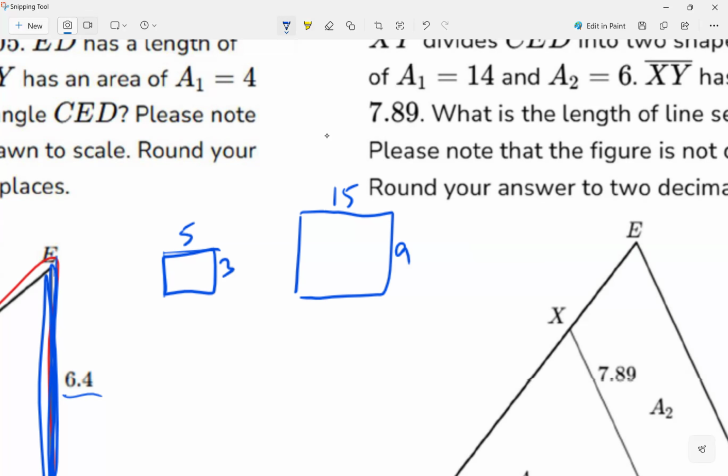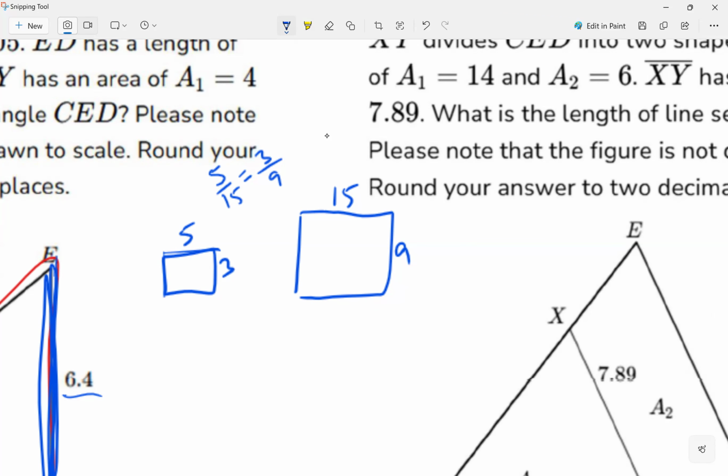These things are similar. Because if I was to do fractions, 5 and 3, 5 goes with 15 and 3 goes with 9. If I was to do fractions, they do simplify to the same things. Okay, so these triangles are similar. But let me take a look at something about the area.